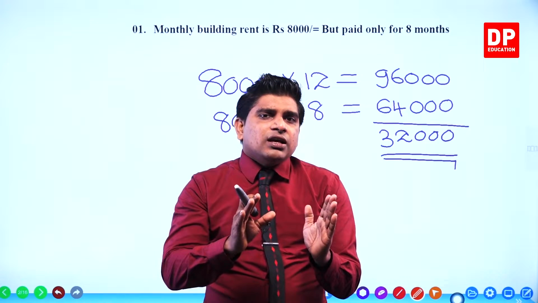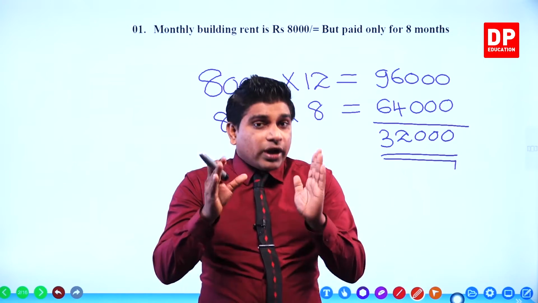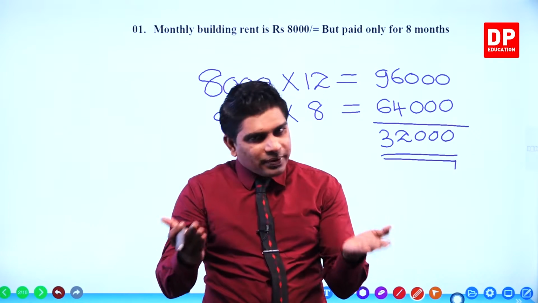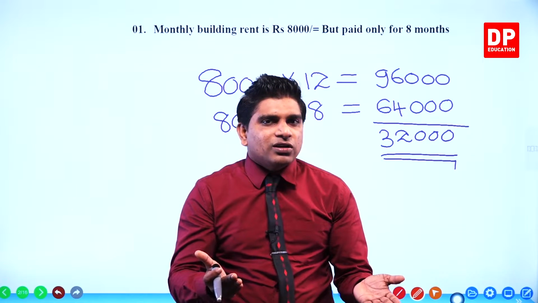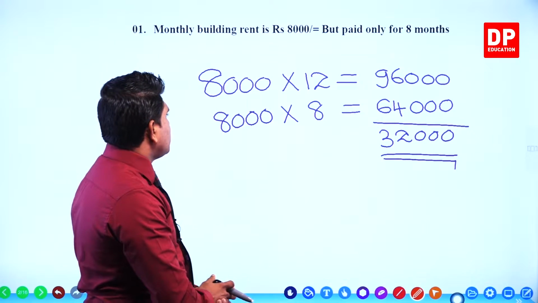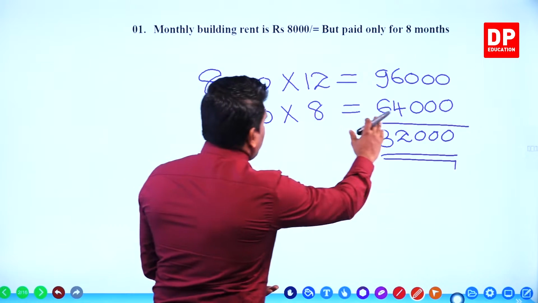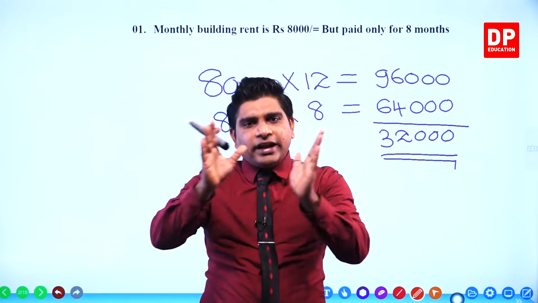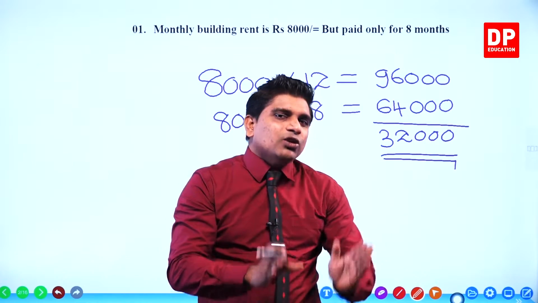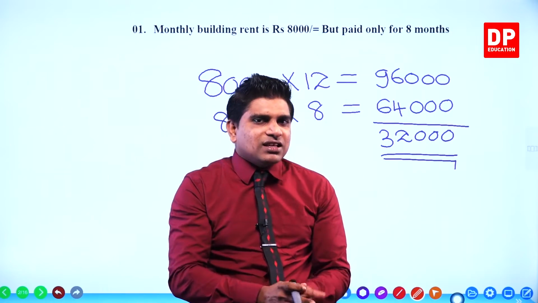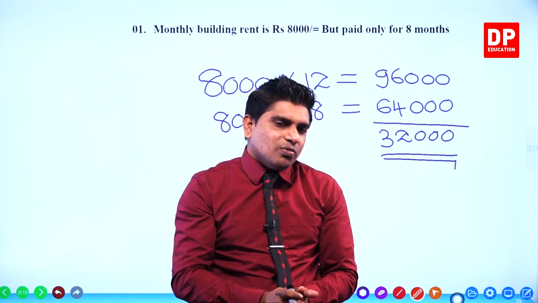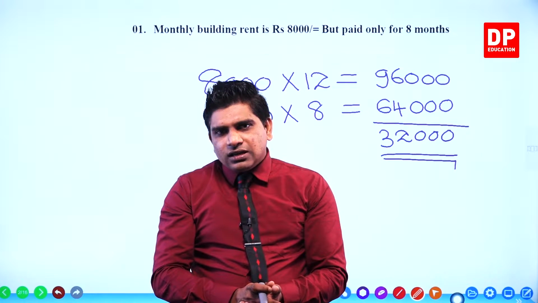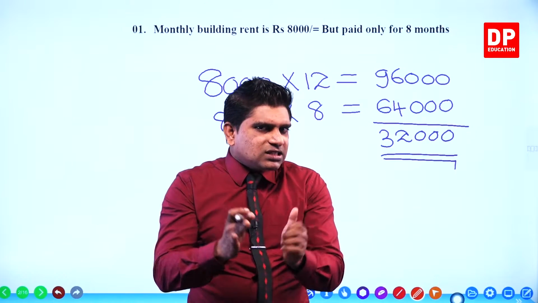Tell me, how much is the amount that they have recorded in their books, in the cash book and ledger accounts? Only the paid amount, right? How much is the paid amount? 64,000 they have recorded in the credit side of their cash account and the building rent expense account also. On the debit side, you can see only the paid amount by cash. 64,000.